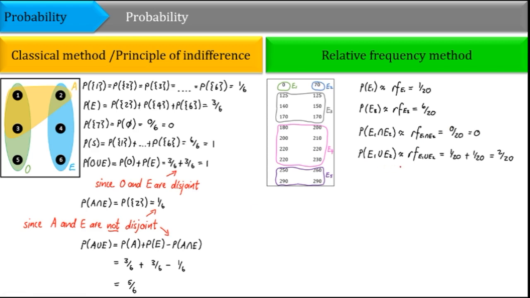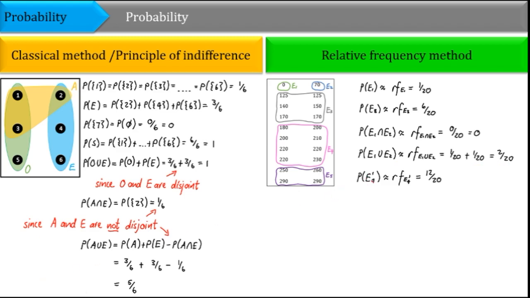What about the union? Well, it will be approximately the relative frequency of the union. How many elements in the union? Well, 2. There's nothing being shared. They are disjoint, so we can simply add them together to give us 2 over 20.